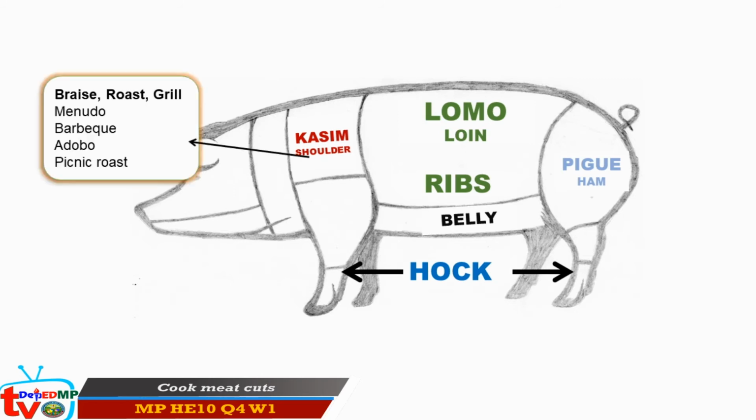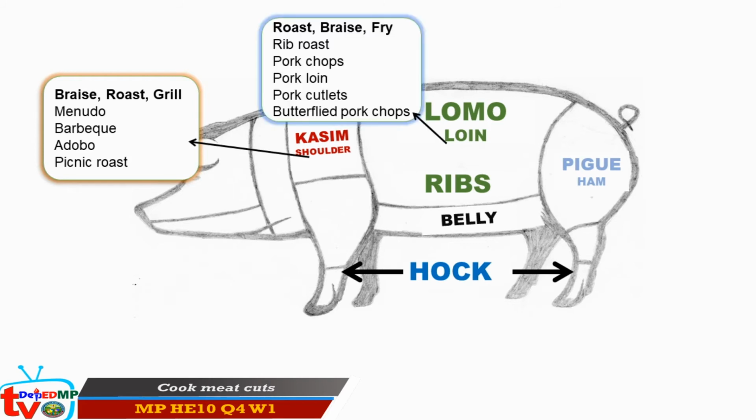The kasim is one of the most common and versatile primal cuts of the meat case. Cut from the shoulder of the pig, it's a tough cut with lots of fat and tissue that makes it ideal for slow cooking, but also makes it a general purpose cut. Lomo is cut from the back of the pig. This is a moderately flavorful primal cut that will remain tender if cooked right. Cooking methods are roasting, braising, and frying.